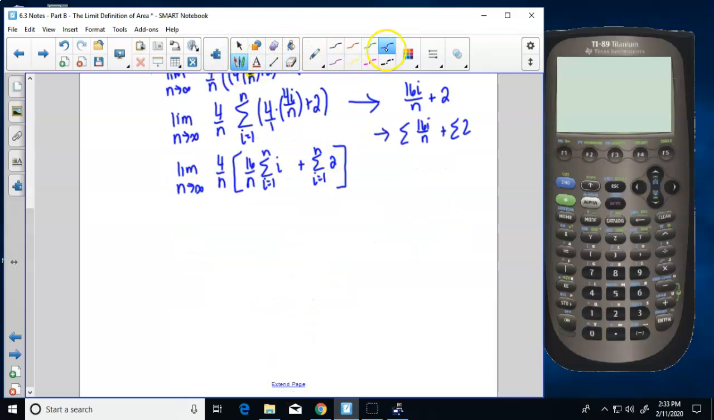And so that gets us down to where we've got the sum from 1 to n of i, which we have a shortcut rule for. And we have the sum from 1 to n of 2, which we also have a rule for because that's a constant. So limit as n approaches infinity of 4 over n times 16 over n. Shortcut rule for this one is n times n plus 1 over 2. And then shortcut rule for a constant is just 2 times n.